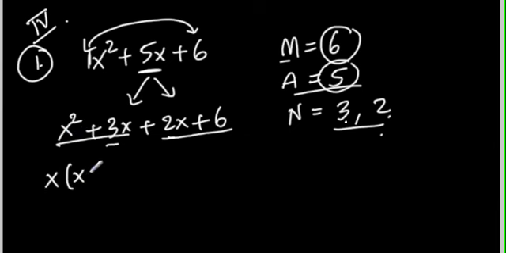And what's left over is x plus 3. Now what's common in the second part? It's 2, right? And what's left over is x plus 3. And now what we observe is that these two are common.